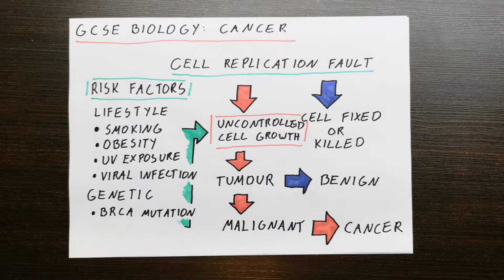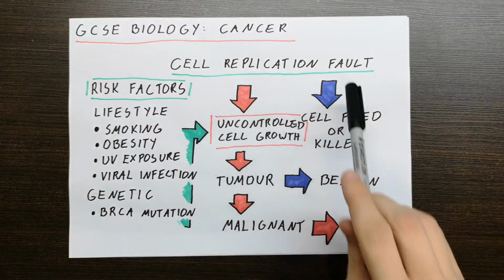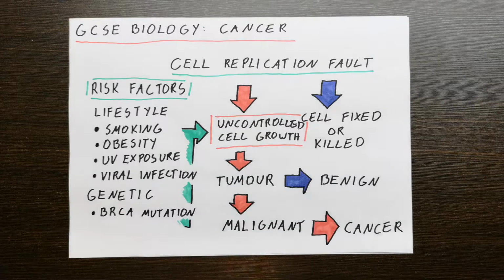Now, what is cancer? Cancer essentially is a disease that's caused by uncontrolled cell growth. But how does it happen? What's the lead up to cancer? What things need to come together for cancer to happen? Well, at first, we have a cell replication fault. Cells are dividing in our body all the time, and sometimes when the genetic code is being copied, there's a mistake.